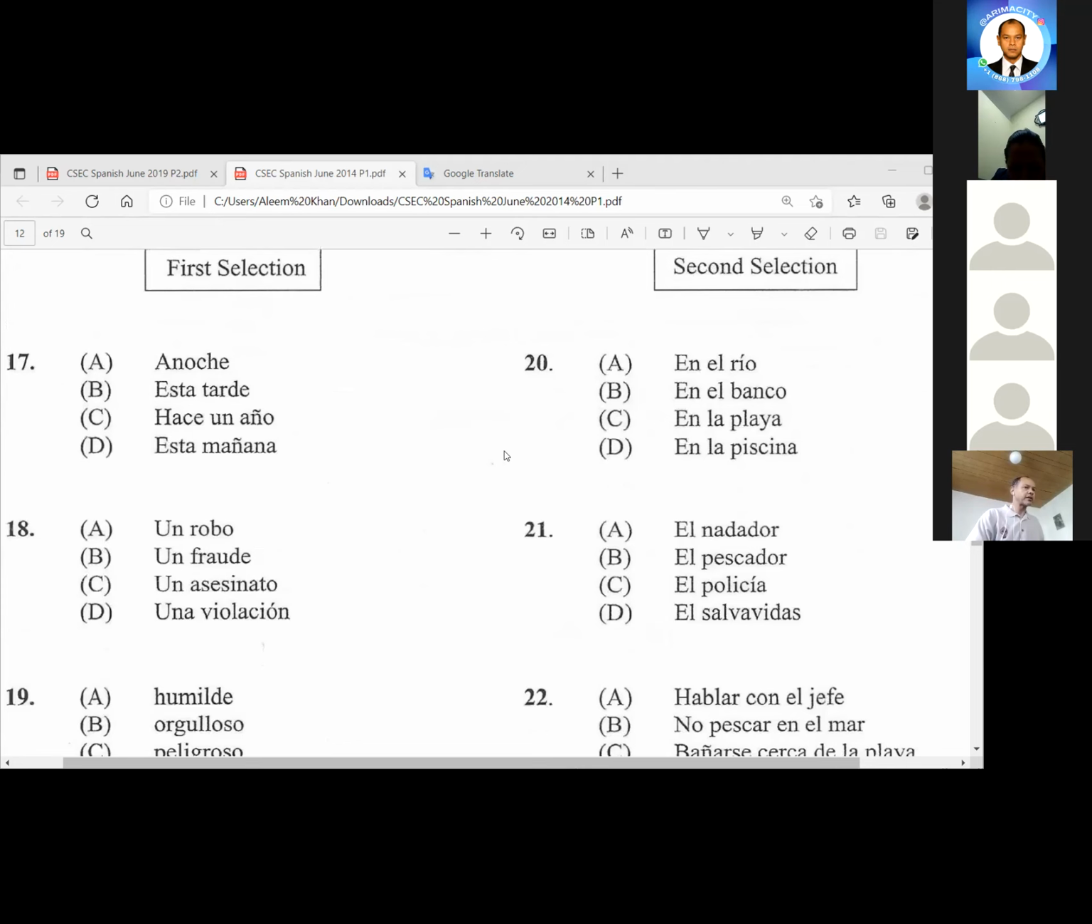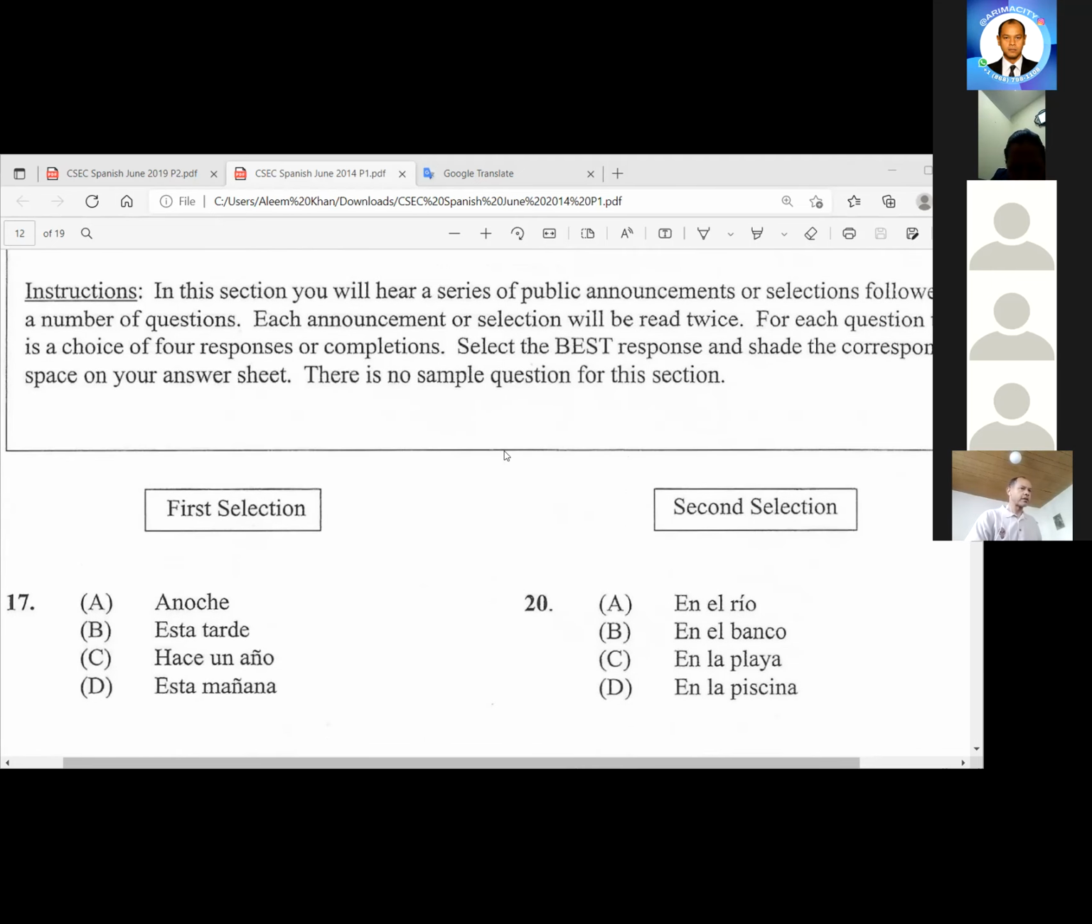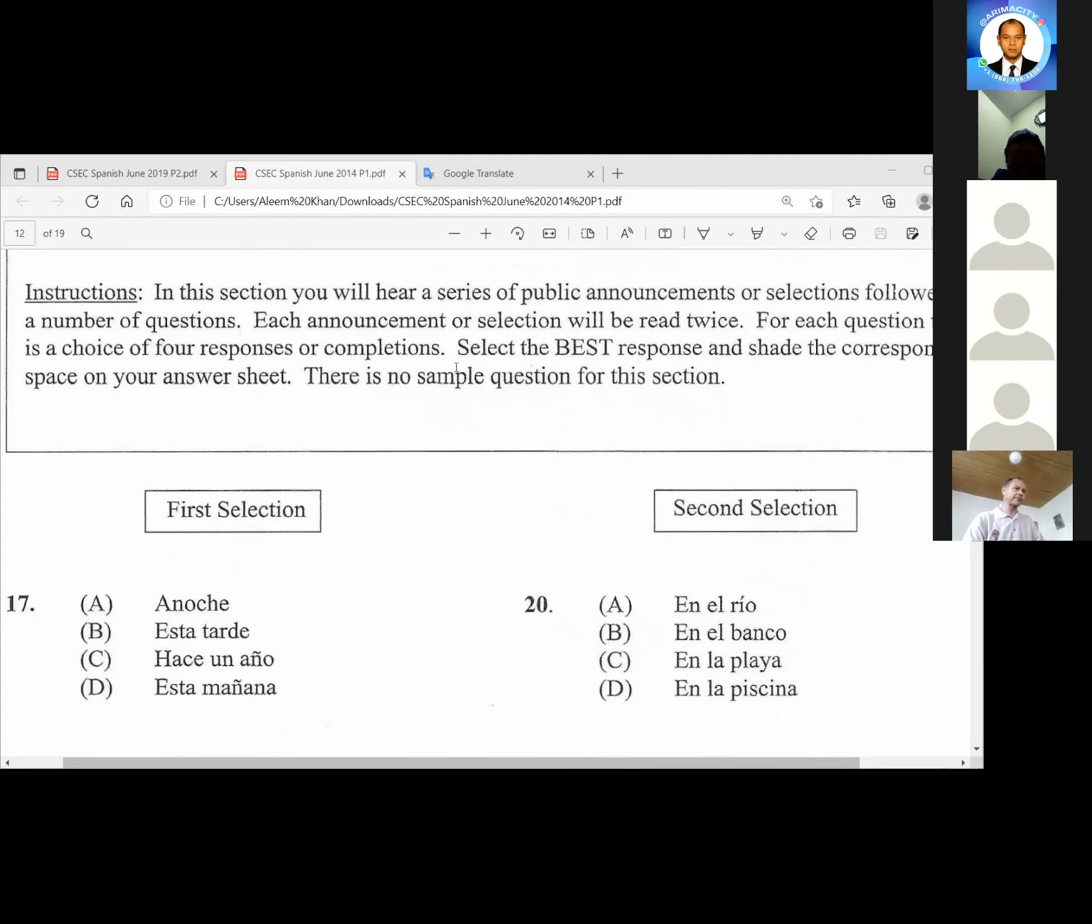A ver, first selection, second selection. All right, let's try to read this together. Okay. And on your microphones.